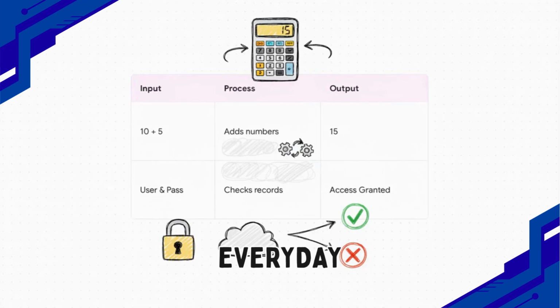Let's look at a couple of everyday examples to make this concrete. Take a standard calculator. You input 10 plus 5. The process happens totally behind the scenes where the computer adds those numbers together, and the output, boom, the number 15 flashes right back at you. The exact same narrative applies to a login system. Your username and password serve as your input. The system's process is quietly comparing those credentials against its stored secure records. And then it gives you the output of either a warm welcome or a sudden error message saying, try again.